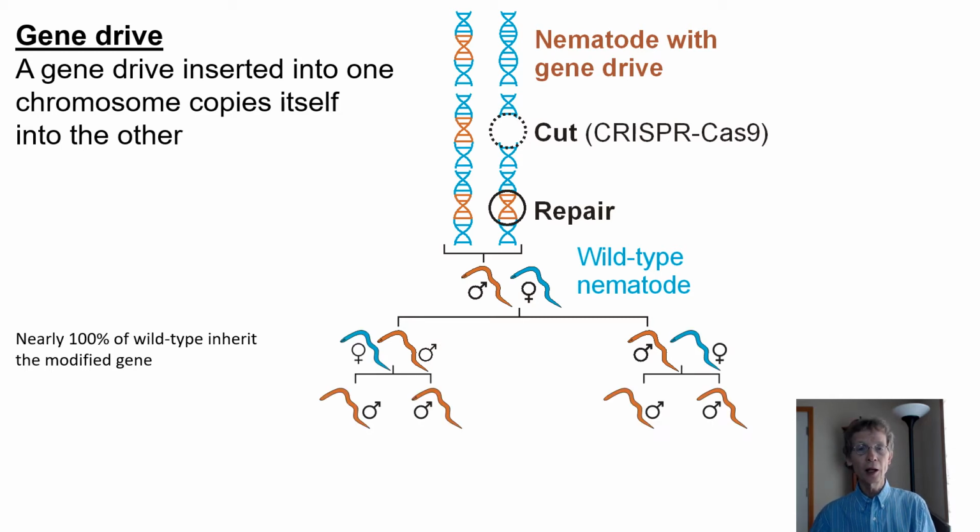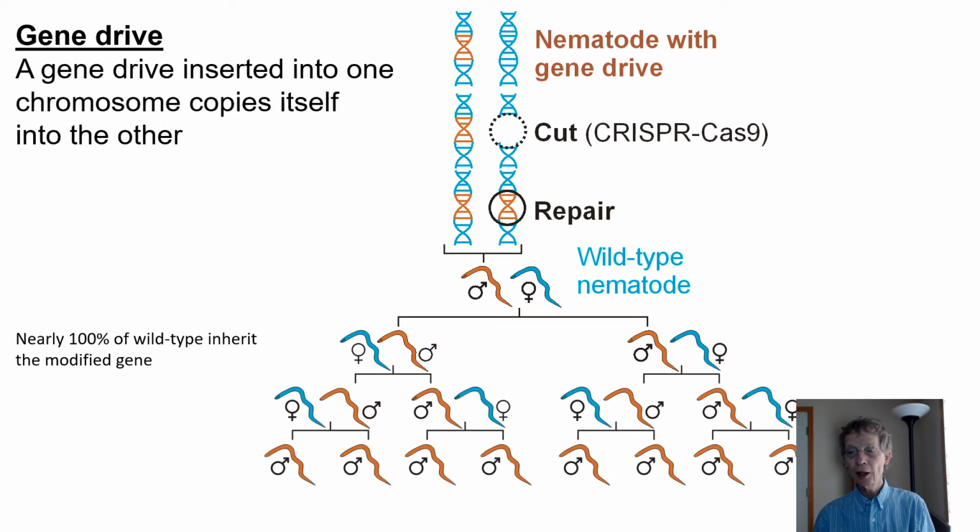And the same thing happens at the next generation. When our male nematodes mate with a female nematode, they produce primarily male offspring. And the same thing happens at the next generation. So you can see that if we were to release mutant male nematodes with this gene drive into a population, we could greatly increase the proportion of the population that's male and therefore reduce the number of females capable of producing progeny.